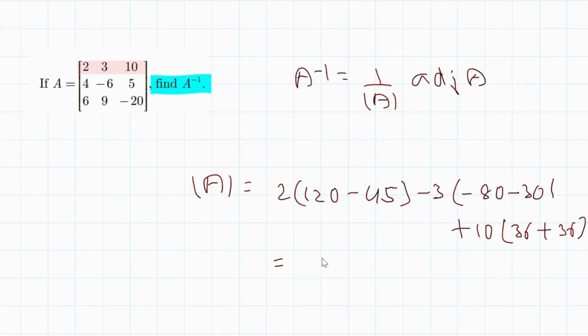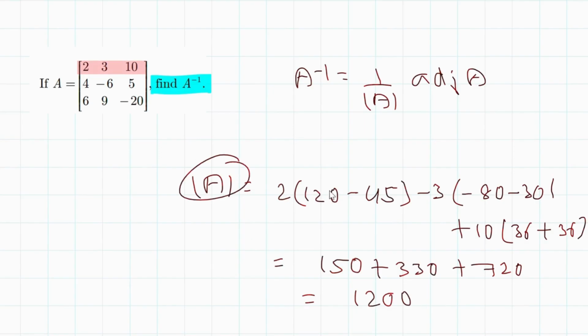75 into 2, that is 150, minus, this is how much? Negative 110 into 3, that is positive 330. And this is 72 into 10, that comes out to be 720. So this results to give you how much? 1200. So we got A determinant.